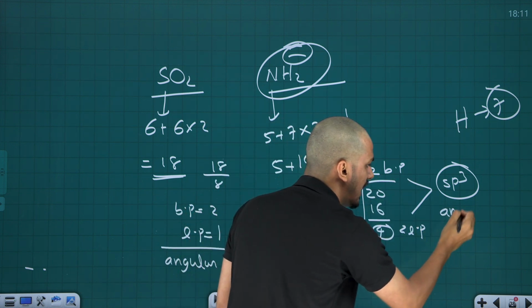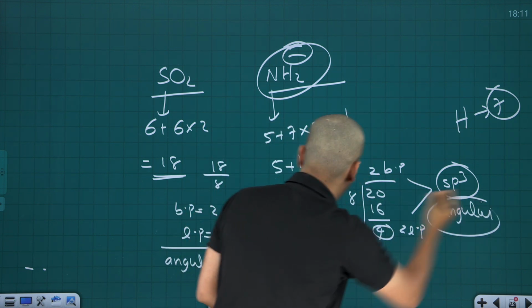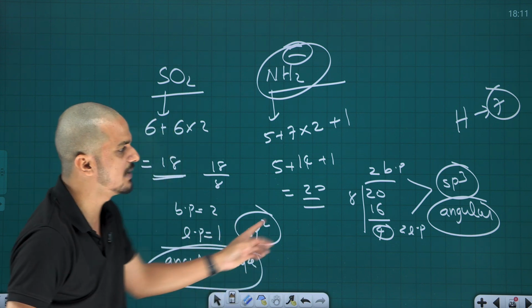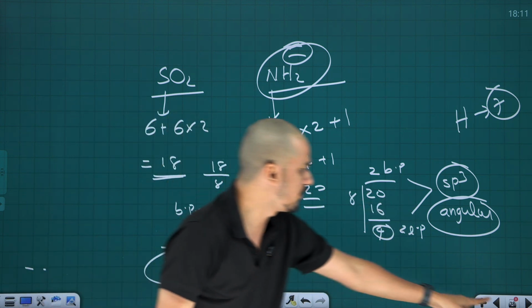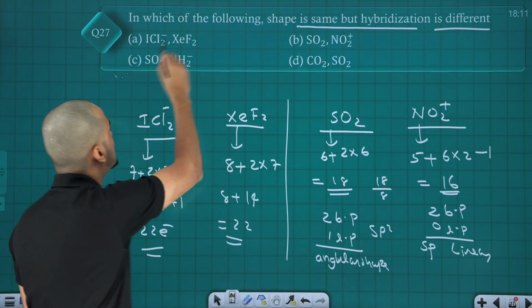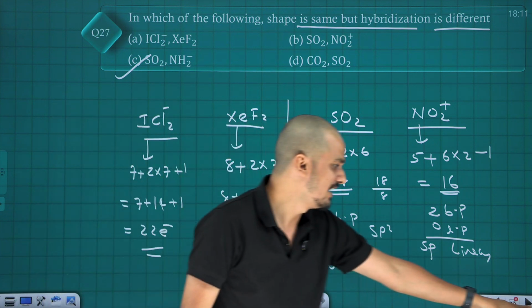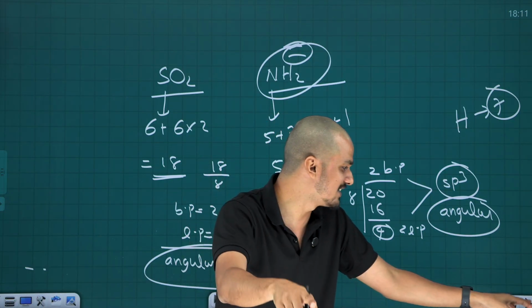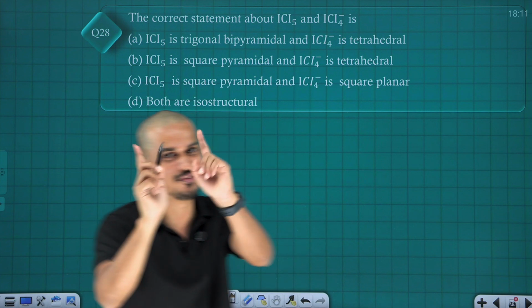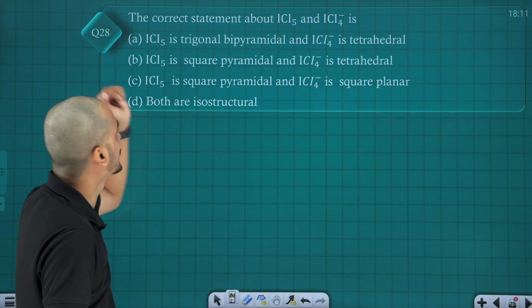What about the shape? Angular. So both have the same shape, but hybridization is different. So what's our answer? Our answer is C. Ready guys? If you know my formula, total valence electron by 8, then you can solve it, guys. What about the next question?